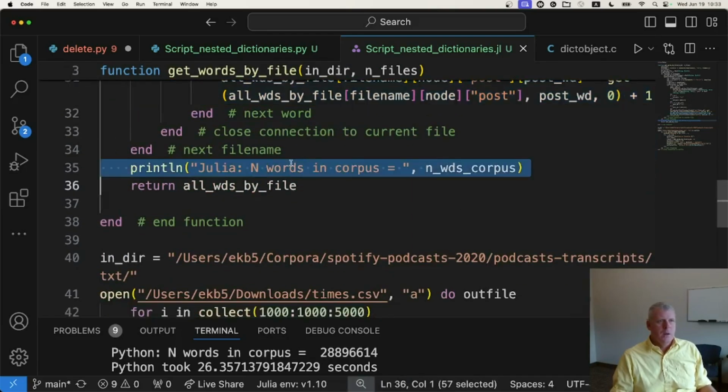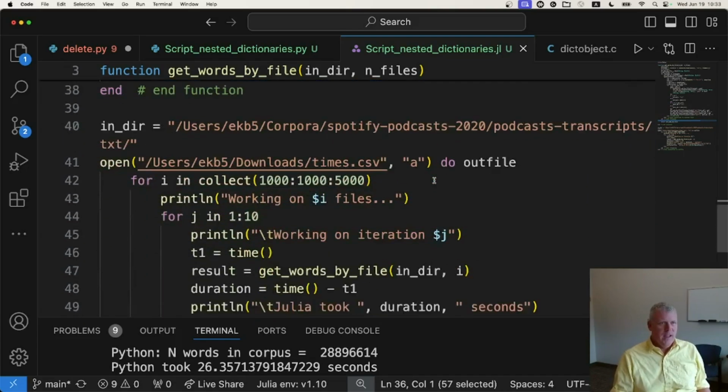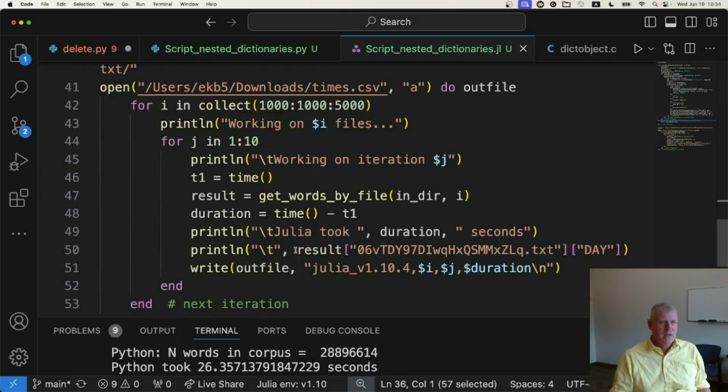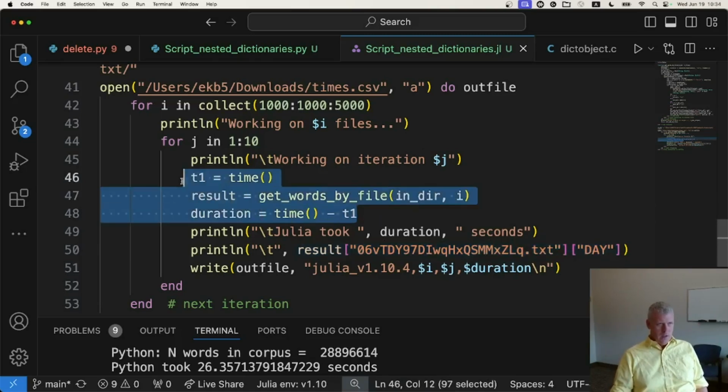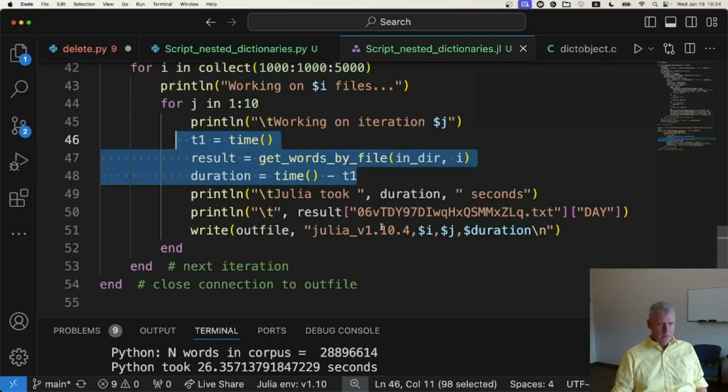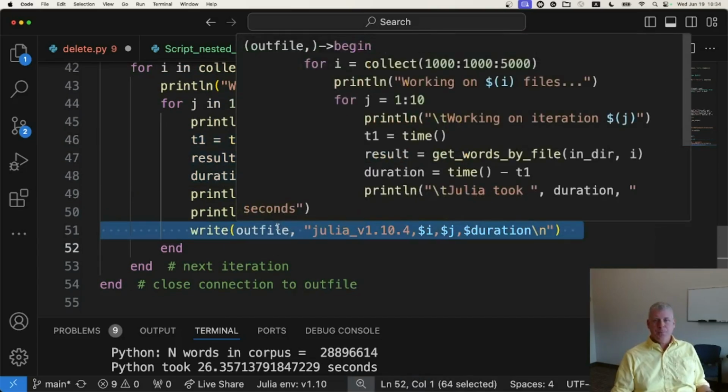I also write out the number of words in the corpus. Bien, or did I say bien in Spanish? I was a Spanish professor for 10 years before coming here to do computational and corpus stuff. Anyway, I print out the number of words in the corpus according to how many files it dealt with. And I also have it print out that same result from that one file with the word "day," so I can just make sure I'm getting the same results. Okay, good. So I wrote this out to a CSV file.